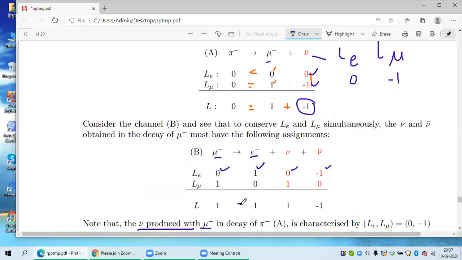Yes, sir. There are no other possibilities. You verify it, because everything I can't explain plainly in words, I have just written down. Just see and verify that the only possibilities of LE and L mu that can be taken are these. Okay.